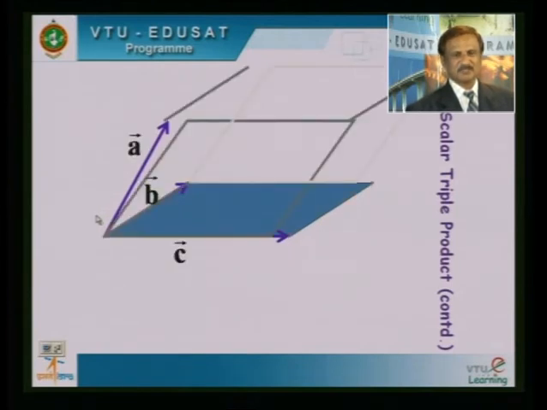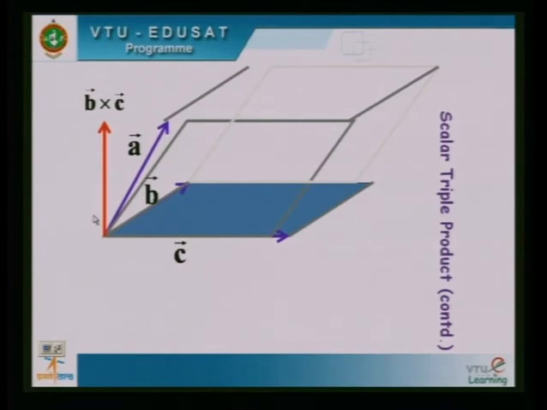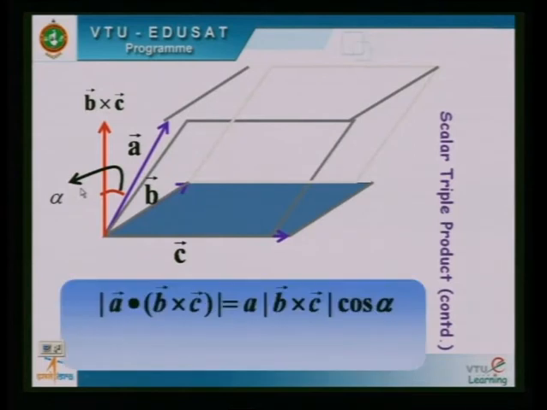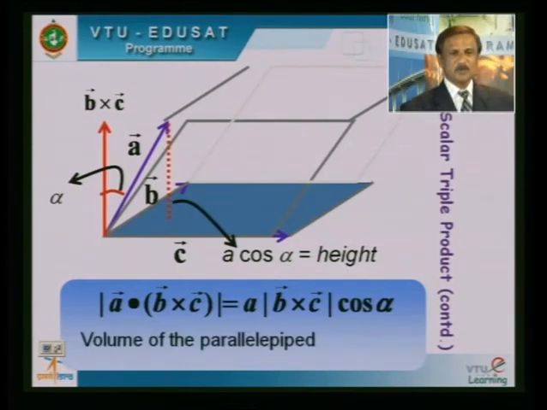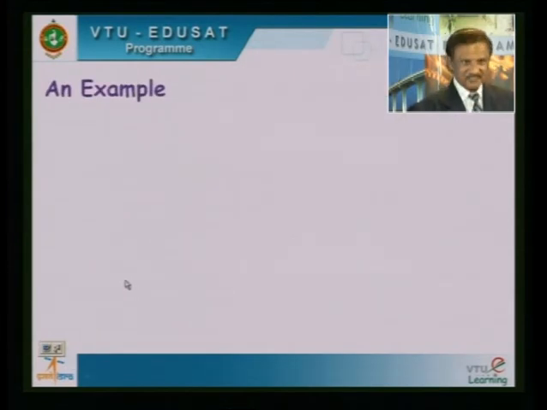In a similar way, for the scalar product, A, B, C are the three vectors, the direction is B cross C, then you can calculate the angle between A and B cross C. Say for example, the angle between A and B cross C is alpha, is it clear? Then you can define the modulus of A dot B cross C as A into B cross C cos alpha, the cosine of this angle. So A cos alpha is equal to the height, then you will get the volume of the parallelepiped. It means the physical meaning of A dot B cross C is the volume of the parallelepiped. So, if you want to calculate the volume of the parallelepiped, you can use the same formula, is it clear?